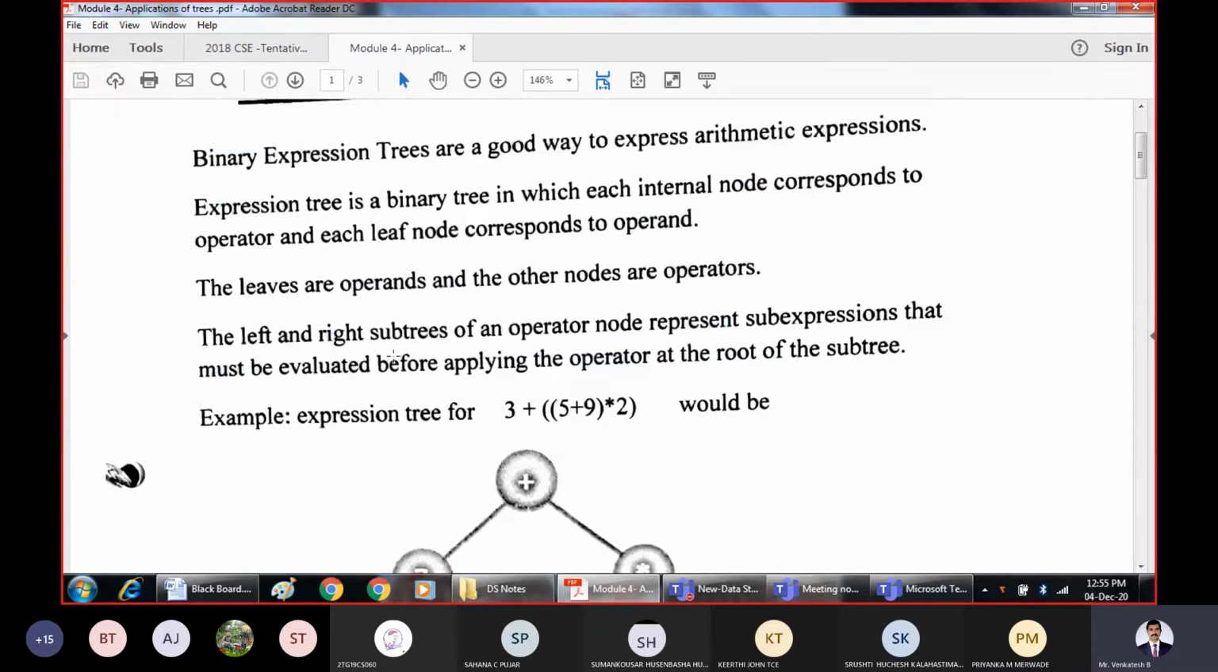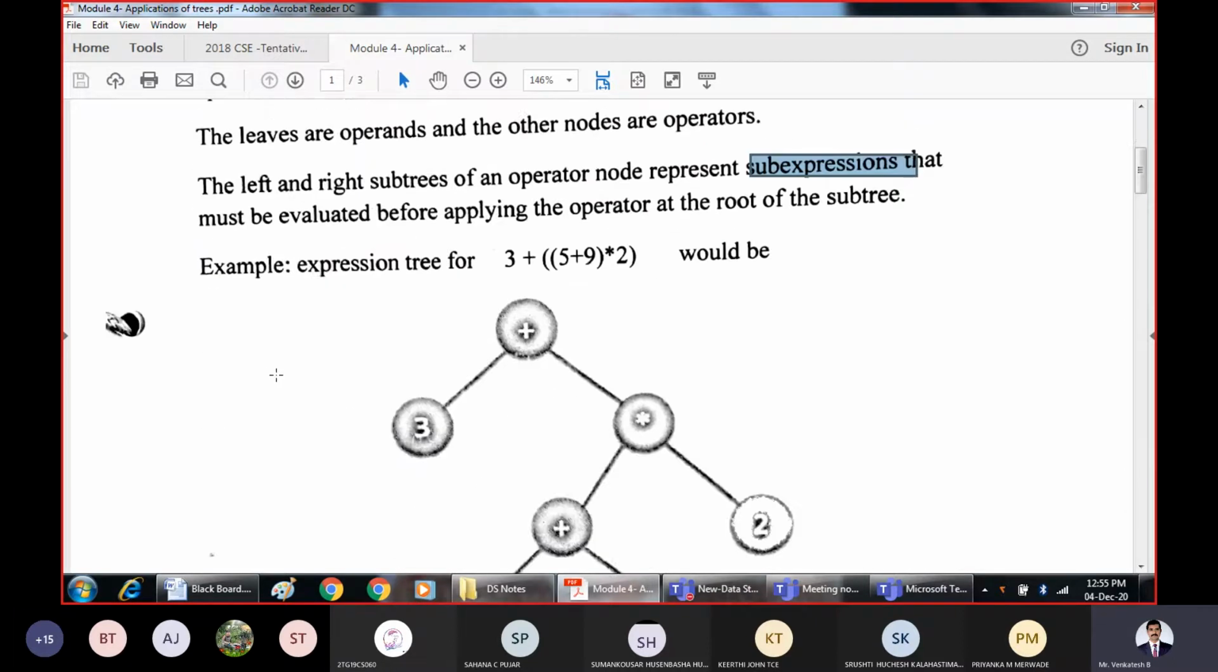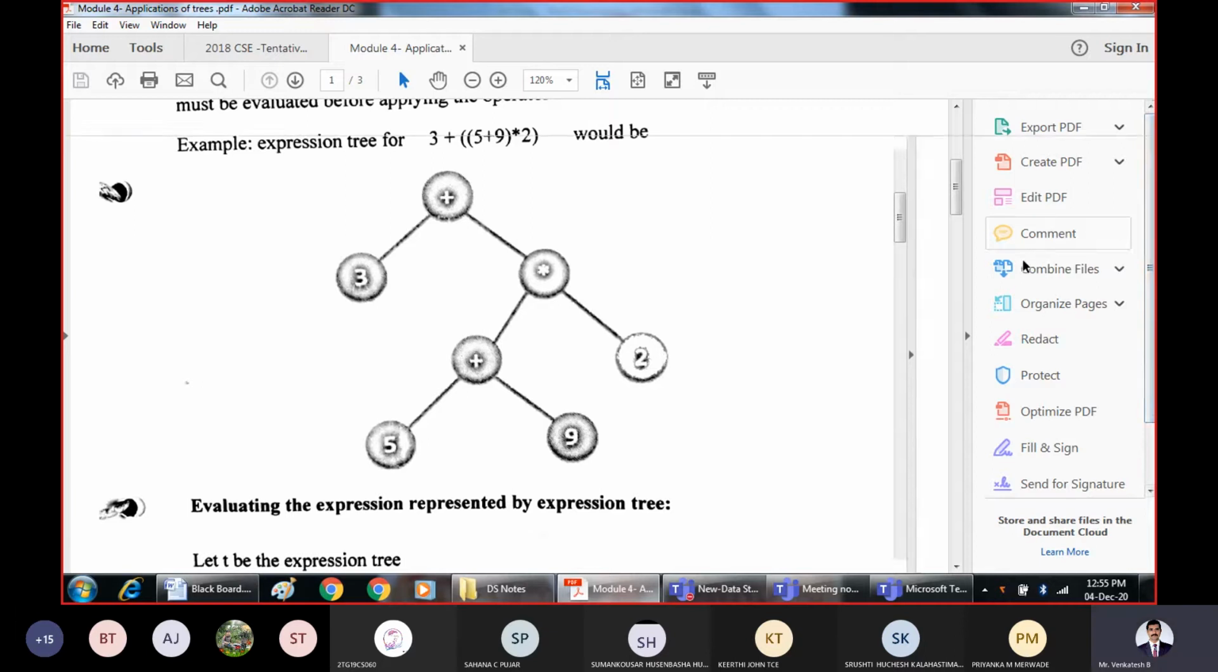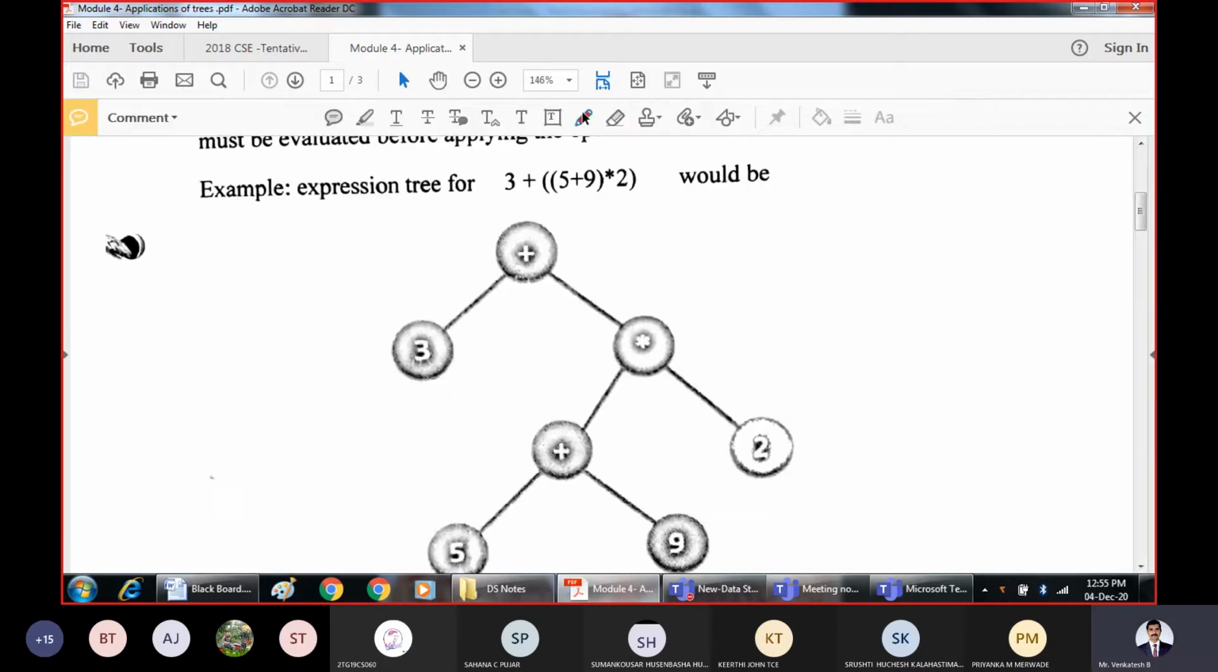That means for any given operator, the left subtree and right subtree indicate the sub-expressions. They must be evaluated before applying the operator at that node. Because first you have to evaluate the sub-expressions, and later you have to go for evaluation of that actual root node. First evaluate the subtrees and then go for evaluation of the root node.